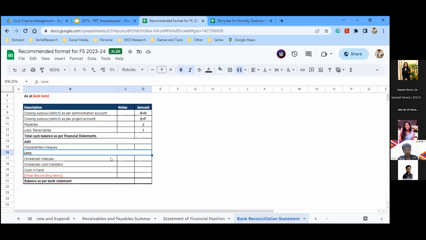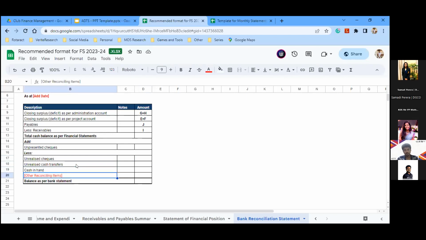Then you minus unrealized checks. That means you have deposited it. Maybe it wasn't cleared from the bank yet. It hasn't processed in the bank and it doesn't show in your bank account yet, but you have added it in your cash. So since it doesn't show in the bank balance, you remove it.